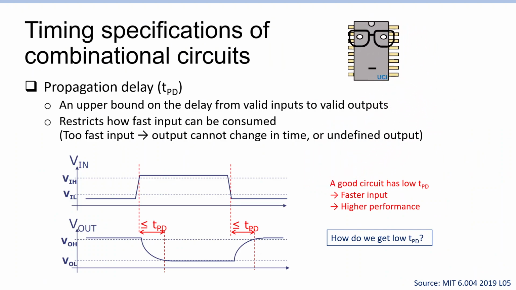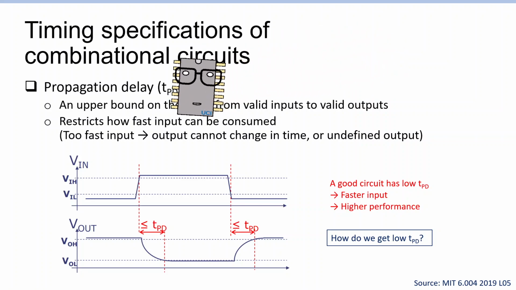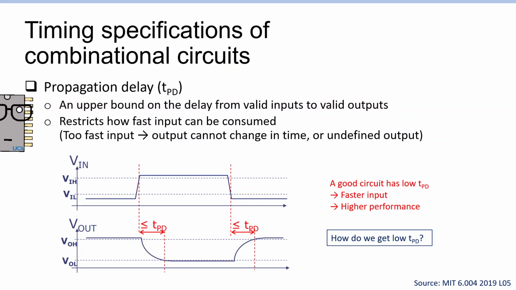The timing specifications of combinational circuits include a few different parameters, but there's really two important things I want to focus on here. The first one is the propagation delay of the combinational circuit, which is one of the prominent characteristics of a particular given combinational circuit. The propagation delay of a combinational circuit, depicted as TPD, is an upper bound on the delay from getting a valid input to having a valid output.